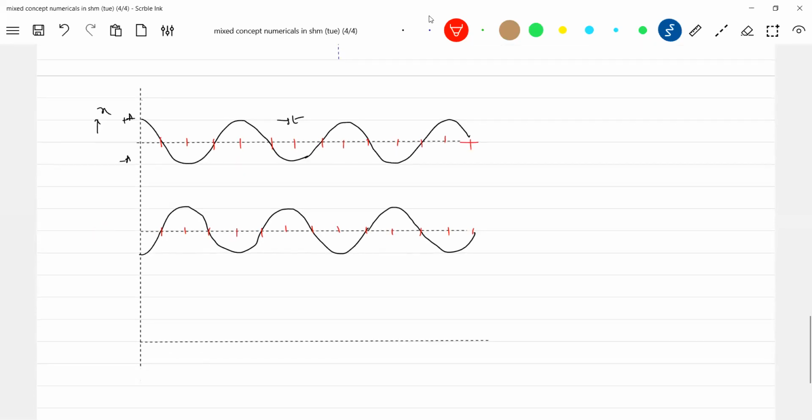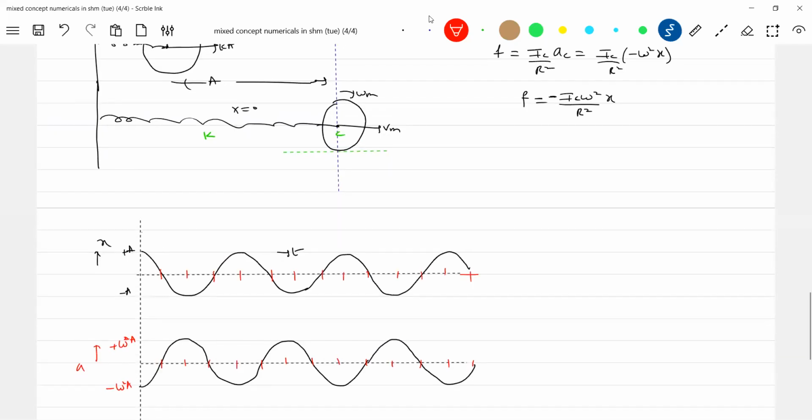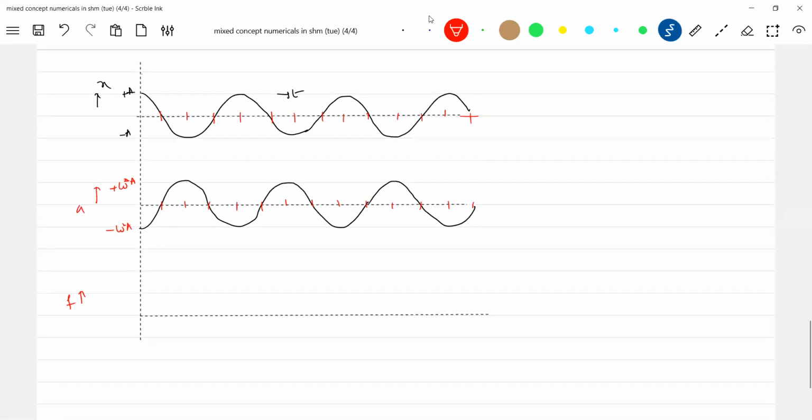What about the friction? This is the acceleration we are plotting: minus omega square A. I'm interested in the friction. So friction will vary similar to the acceleration only. So what we have is a curve, and similar to that, the friction curve is going to vary.